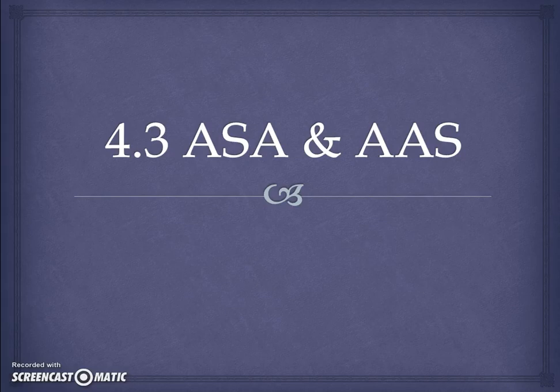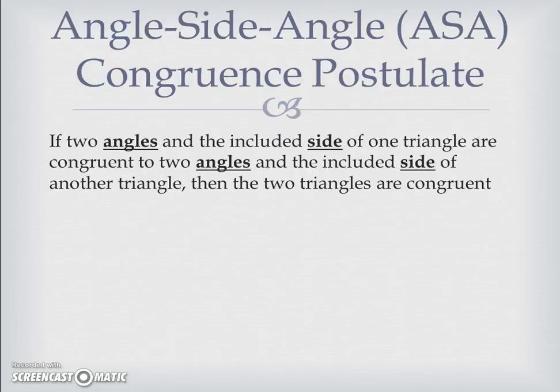Welcome to 4.3. This is ASA and AAS. So first off, the ASA, that's angle side angle. The idea is if you have two angles and the included side, or the side between the two angles, of the triangle are congruent to two angles and the included side of a different triangle, then the triangles are congruent.